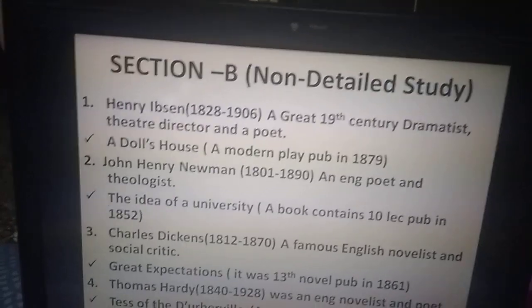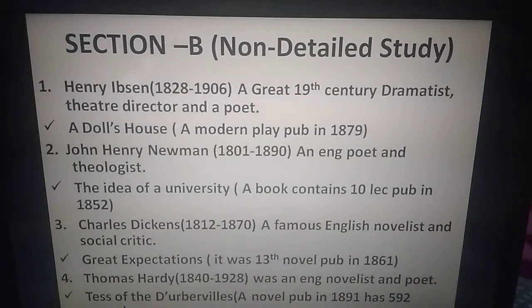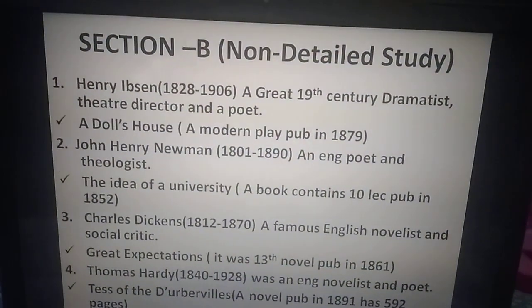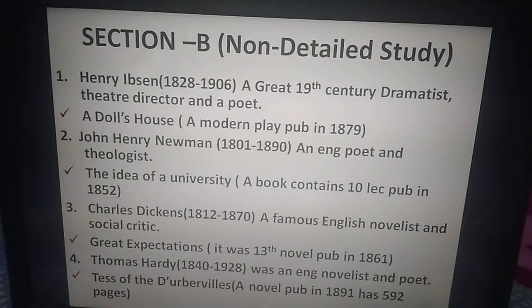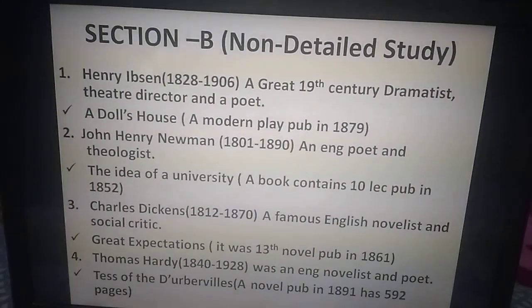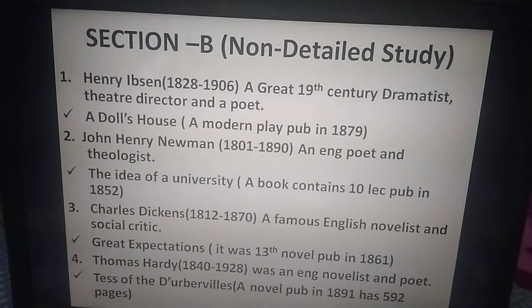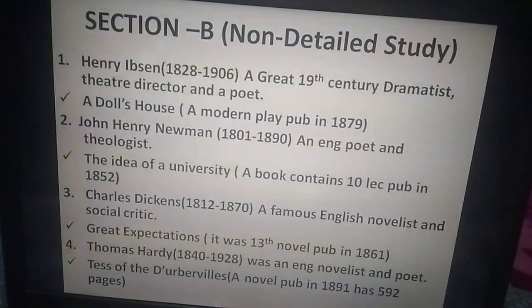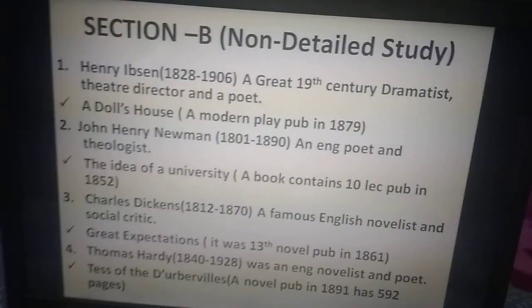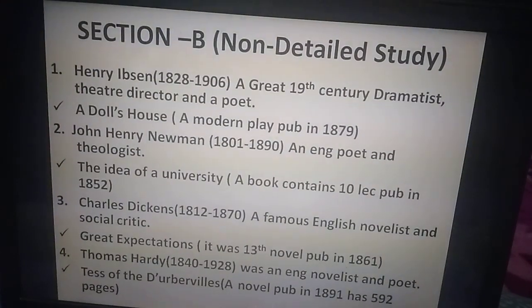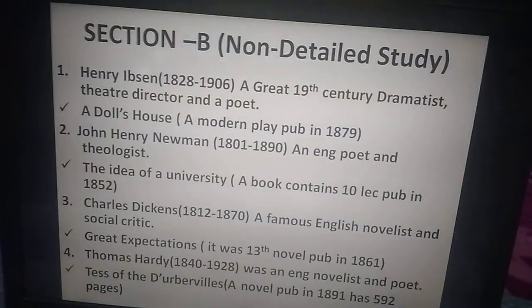Now we will talk about Section B, which includes the non-detailed study of authors and their works. The first author is Henrik Ibsen. He was born in 1828 and died in 1906. He was a great 19th century dramatist, theatre director, and poet. We have a play written by him in our syllabus. The title of the play is A Doll's House. It is a modern play which was published in 1879.